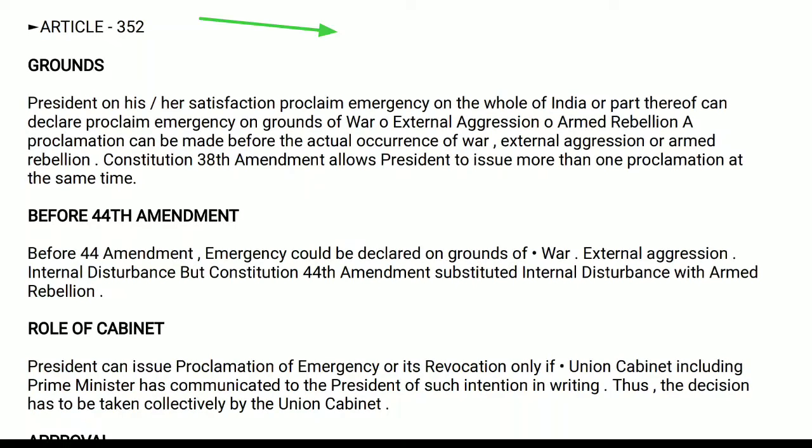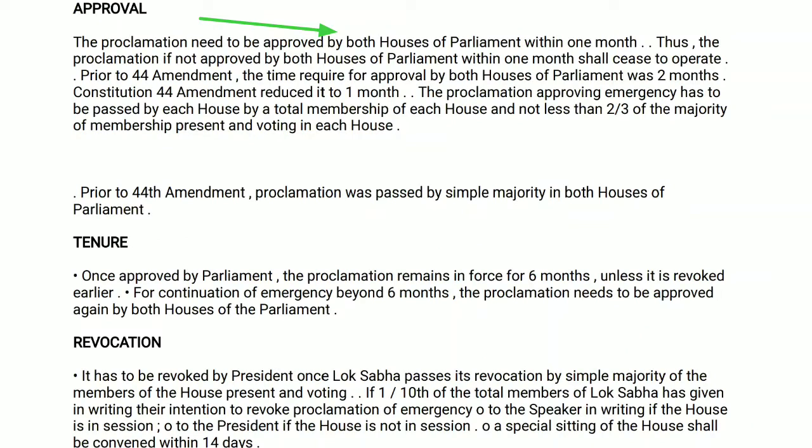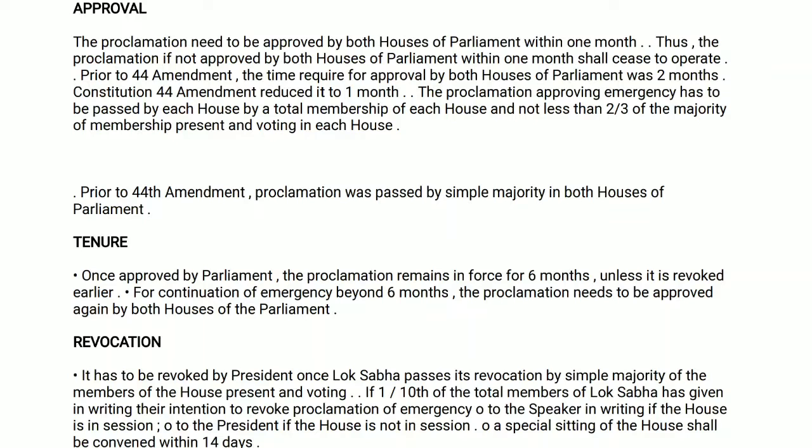Approval. The proclamation needs to be approved by both houses of Parliament within 1 month. Thus the proclamation, if not approved by both houses of Parliament within 1 month, shall cease to operate. Prior to the 44th Amendment, the time required for approval by both houses of Parliament was 2 months. The Constitution 44th Amendment reduced it to 1 month.